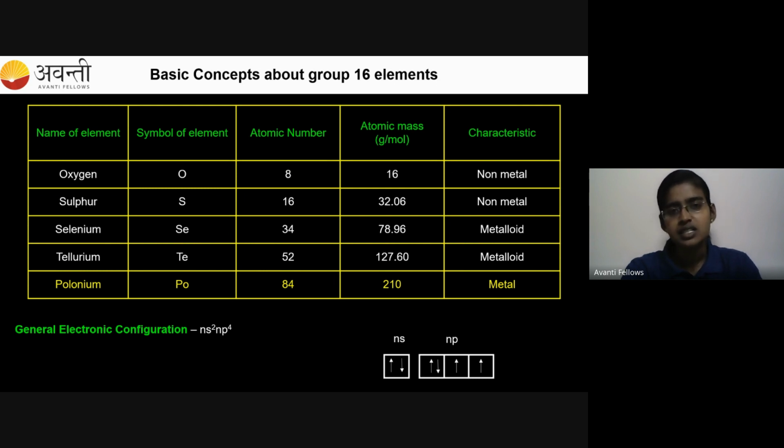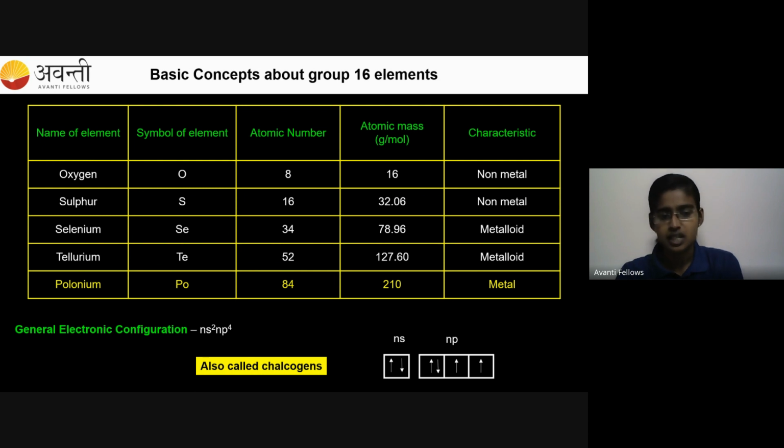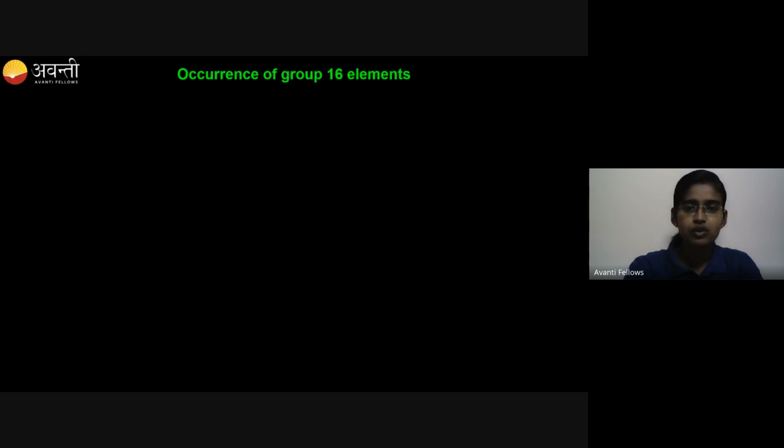These group 16 elements are otherwise called chalcogens. It is a special name for this group's members. Now next I will move on to the occurrence of group 16 elements.